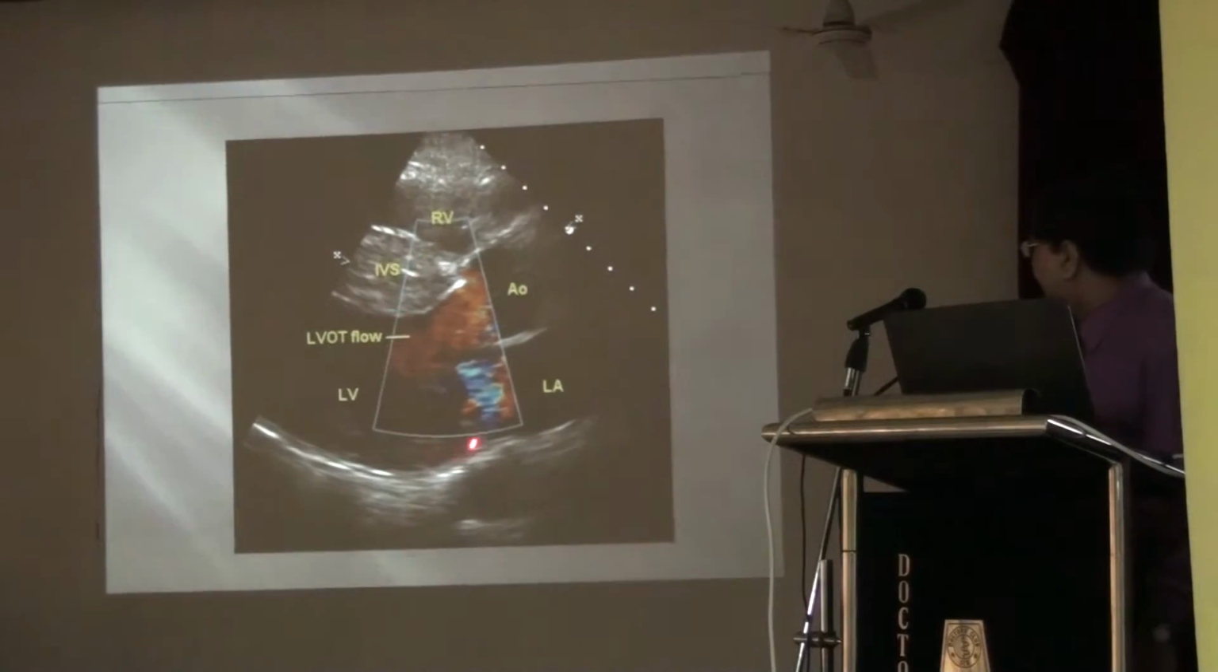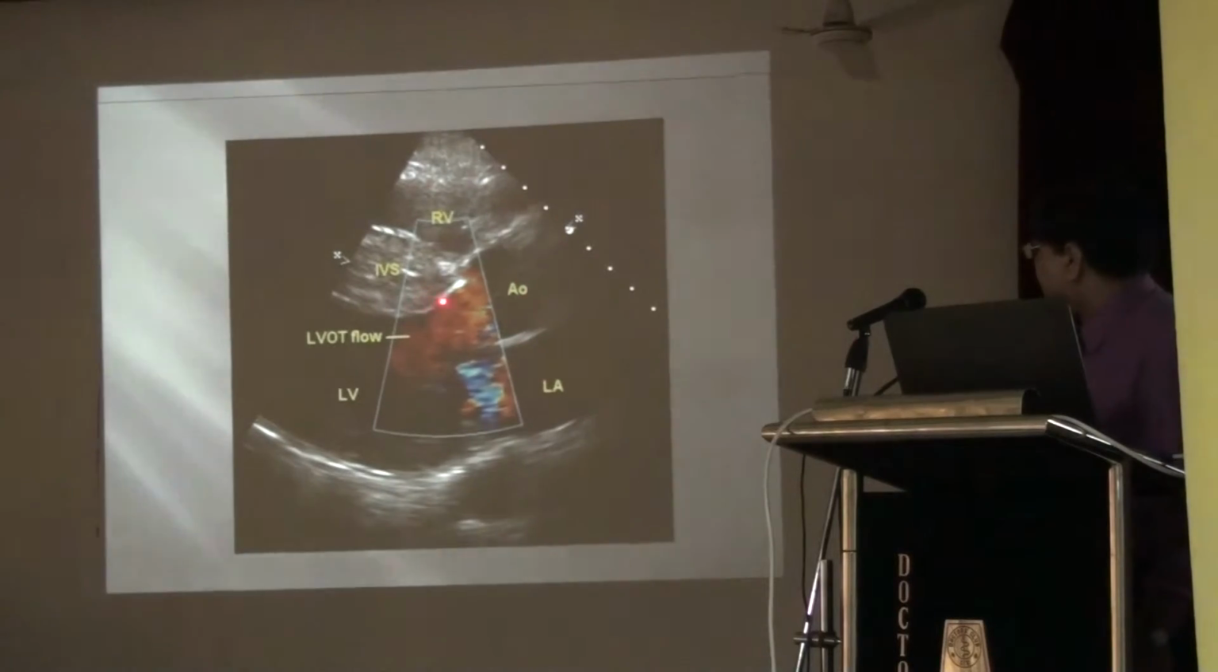Similarly, opposite of the DCM, here you have huge hypertrophy of the septum. There is an obstruction, the outflow obstruction. So opposite of DCM, this cardiomyopathy is the hypertrophic cardiomyopathy, the HCM. So what is the mid cavity gradient? What is the outflow gradient?